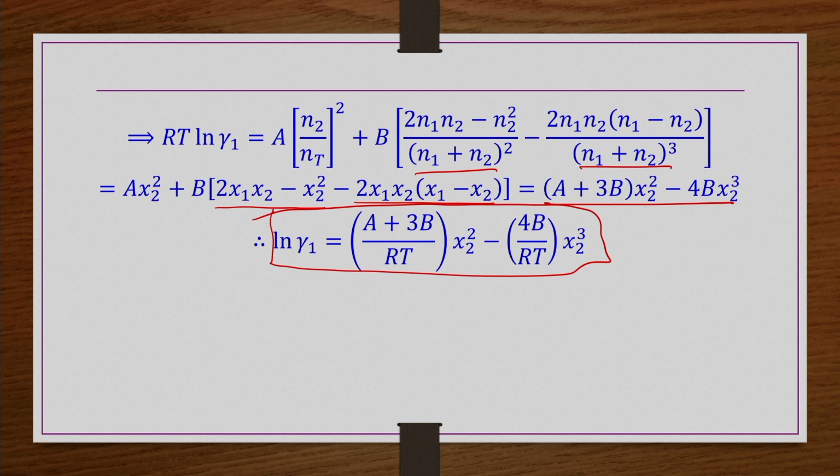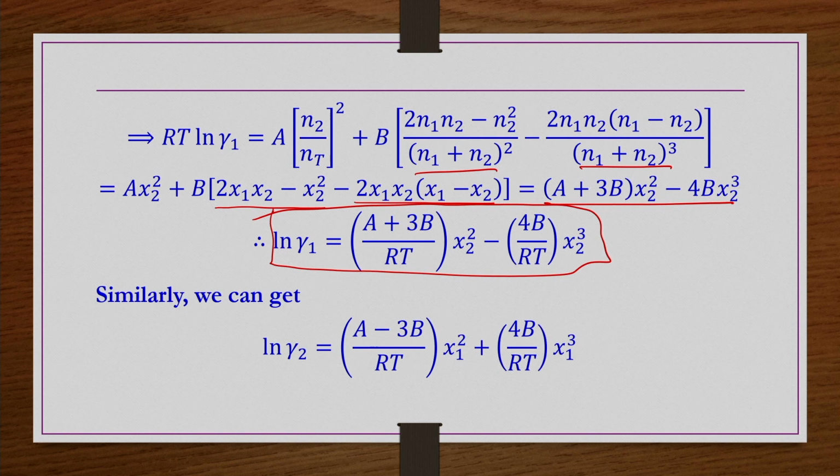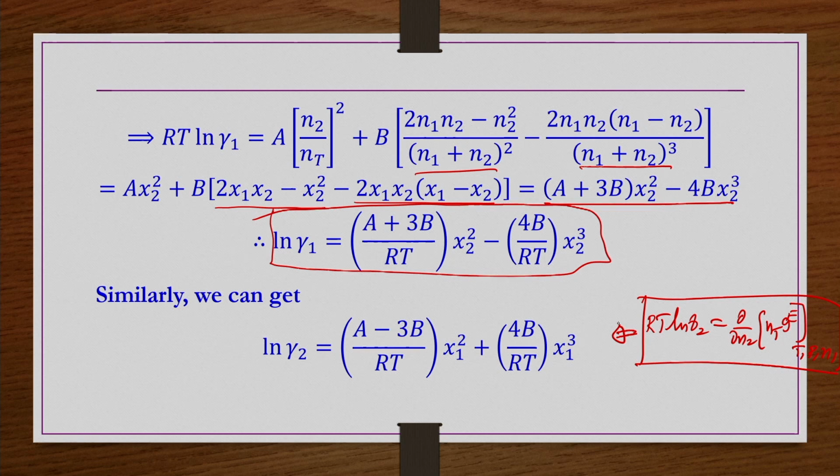So, ln gamma 2 also similarly we can obtain, but analogously from here also we can write that ln gamma 2 should be A minus 3b by RT x1 square plus 4b by RT x1 cube. So, that is what you will get for ln gamma 2. Similarly, you can do otherwise RT ln gamma 2 is equal to dou by dou N2 of Nt GE at constant T, P, N1 if you do, and then simplify, then you will get this, or analogously you can write this.